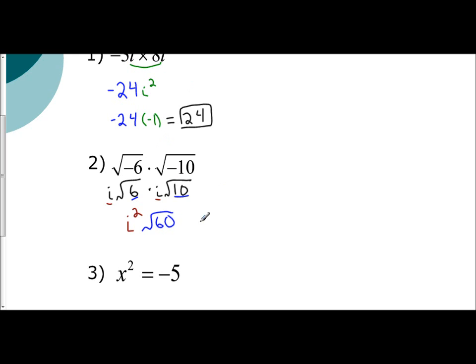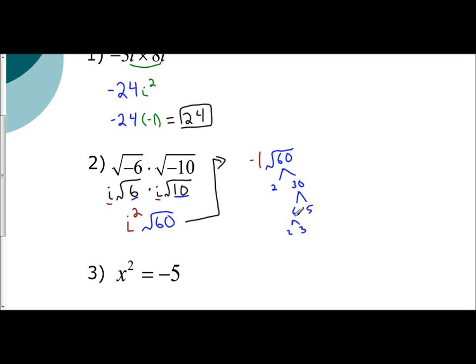And then what we want to do is simplify from there. Remember, i squared is really -1. So you have -1 times the square root of 60. And we need to break down the square root of 60. You have 2 times 30. 2 is prime, 30 is not. But I do have 6 times 5. 5 is prime, 6 is not. I have 2 times 3.